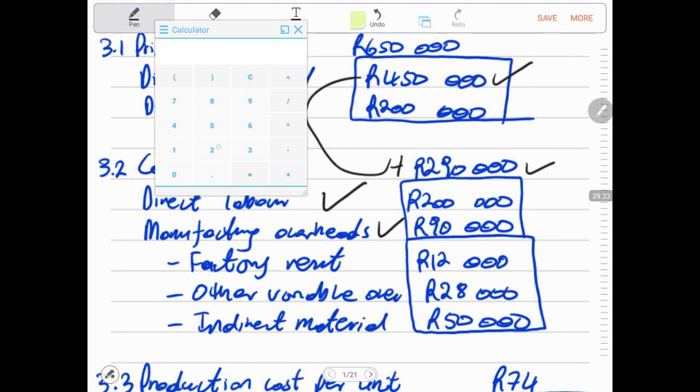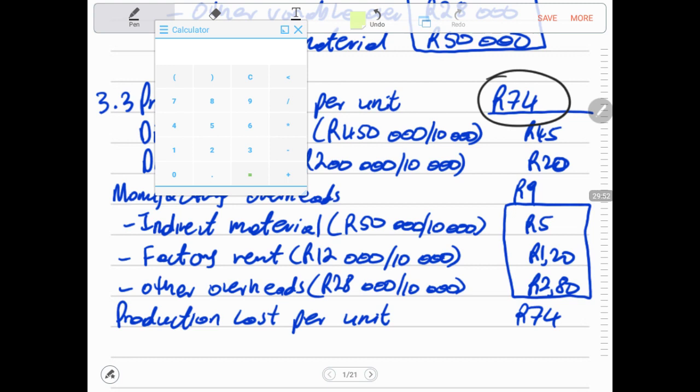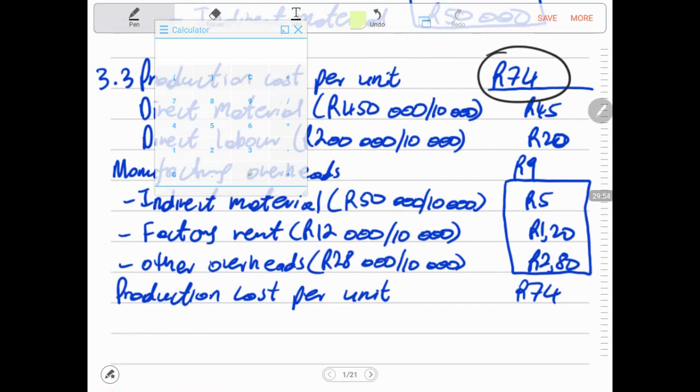So now we could have said 290,000 of the conversion cost. We add our material in order for us to get to the total cost of production. Then we divide this by 10,000 units. It will give us the same 74 rand that we have calculated. So now you could have done that if you want. Let me just draft it at the bottom. We could have said conversion cost plus direct material.